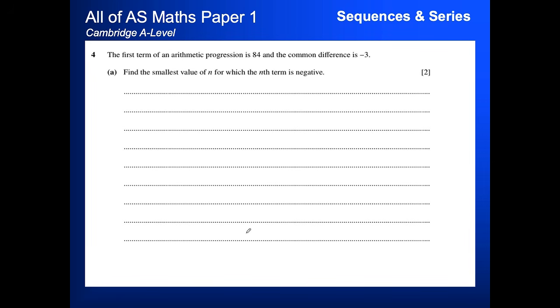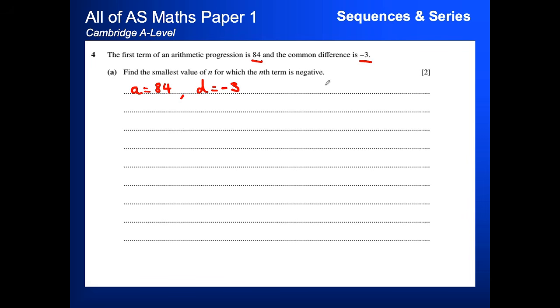Right, let's look at one more question like this. So the first term of an arithmetic progression is 84. The common difference is minus 3. So a is equal to 84. d is equal to minus 3. And find the smallest value of n for which the nth term is negative.